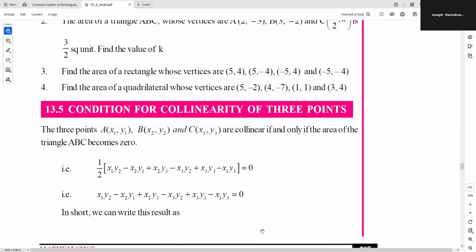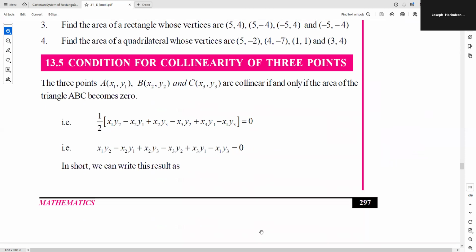Next, we would like to see the condition for the collinearity of 3 points. That means checking whether the 3 points lie on the same straight line. We can do this in two different ways, but actually this is the easier way. In 10th, secondary, you would have used the distance formula for this. You would have found the 3 distances, and if the sum of 2 distances is equal to the third one, then we say that they are collinear. That is a roundabout method.